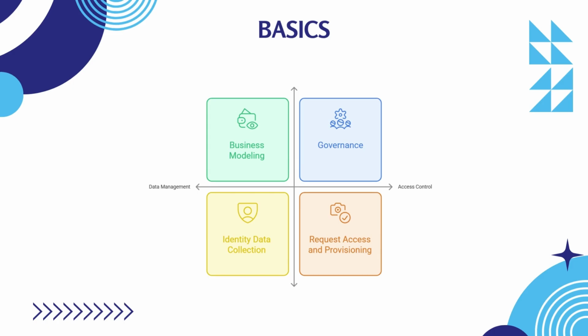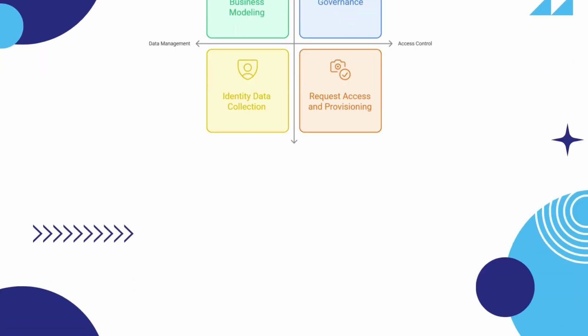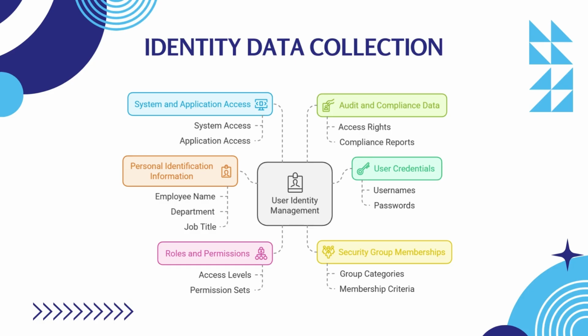Identity data collection, governance, access request and provisioning, and business modeling are the pillars of IIQ. So let's see what identity data collection is. It is the process of gathering and managing identity related information for users within the organization. This could include various personal and role based details such as user information, roles and permissions, security group memberships, access to systems and applications, personal identification information like employee name, department and job title, and audit and compliance data related to the access rights.